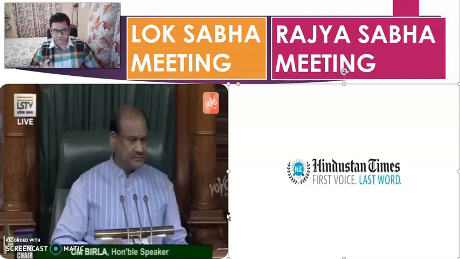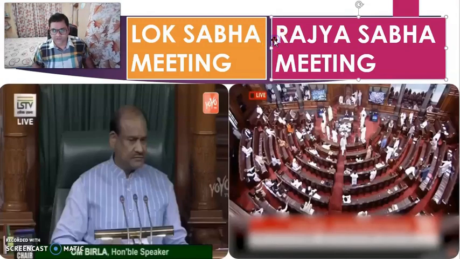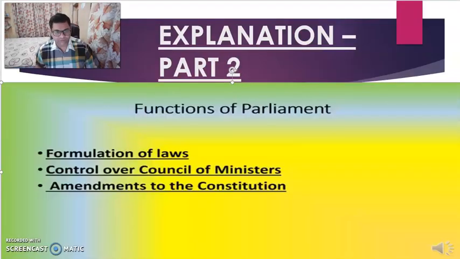Main thing I wanted to show you is how they conduct the meeting in the Rajya Sabha. Basically, what happened was there was a conflict on the bill that was going to be passed regarding the farmers. Now we will listen to the explanation.